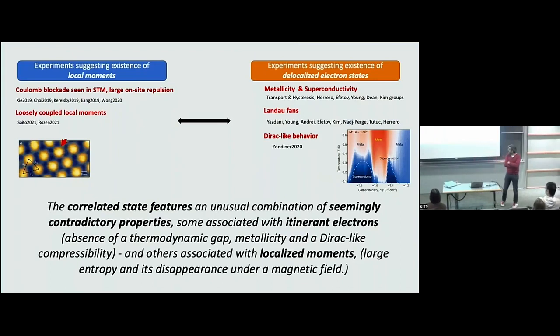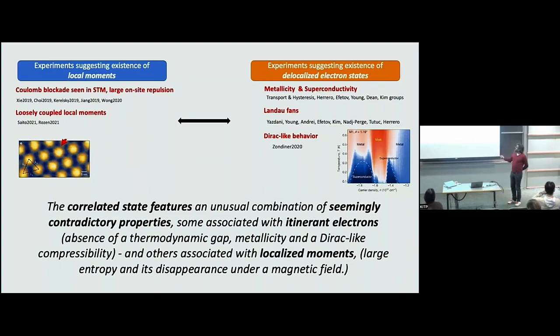structure of the system which has both localized and itinerant electrons. So, for example, these are some STM experiments. This particular one is Ali's group, where you basically see localized charges. You see Coulomb blockade physics, large Hubbard U on the triangular lattice of the Moiré scale. And of course, there are the experiments from Andrea Young and Shahal Ilani's groups, where they see loosely coupled local moments by doing spin entropy, etc.